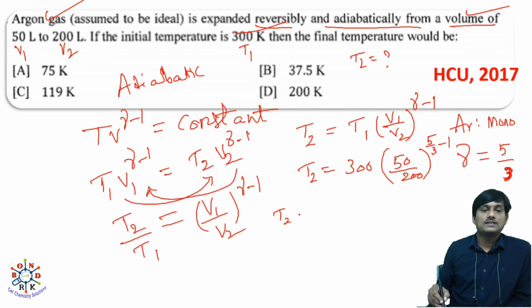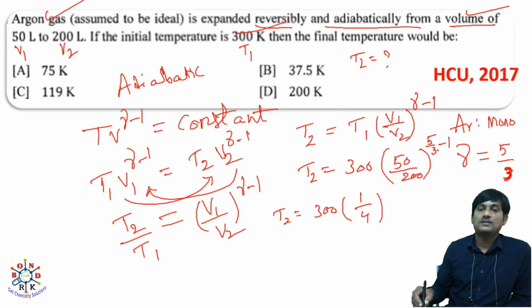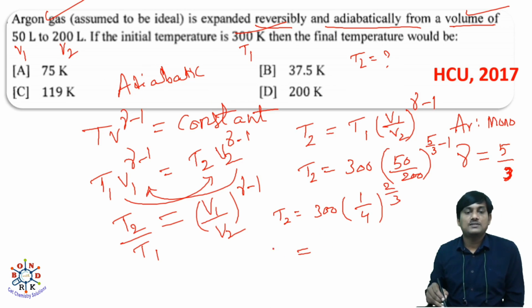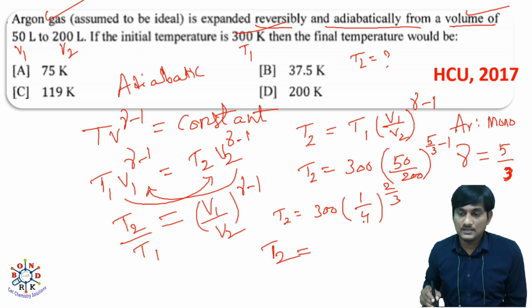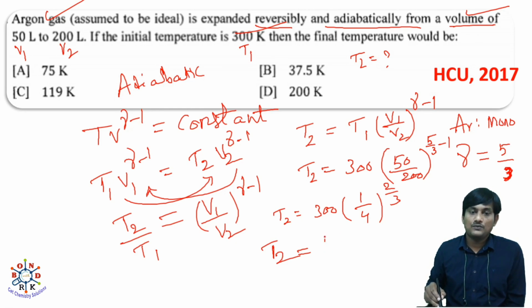So T2 is equal to 300. It's a 1 by 4 to the power 5 by 3 minus 1, it will be equal to 5 minus 3 by 3. So it will be 2 by 3. So when you simplify this equation, when you calculate this equation by using a calculator, you will get around 119 Kelvin.